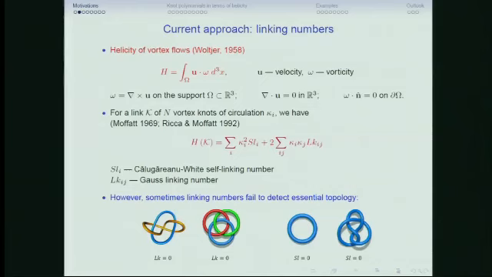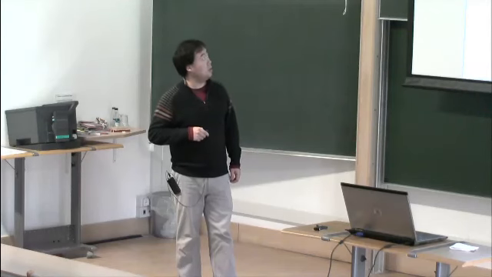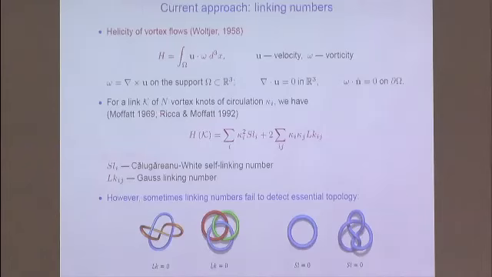We know helicity. In fluid mechanics, we have a very important topological invariant, that is helicity. Helicity is defined in this way, in terms of velocity and vorticity. Moffatt and Ricca proved many years ago that for a link K of some vortex knots with circulation kappa_i, the helicity can be expressed by the self-linking numbers and the linking numbers. It's a very beautiful result.